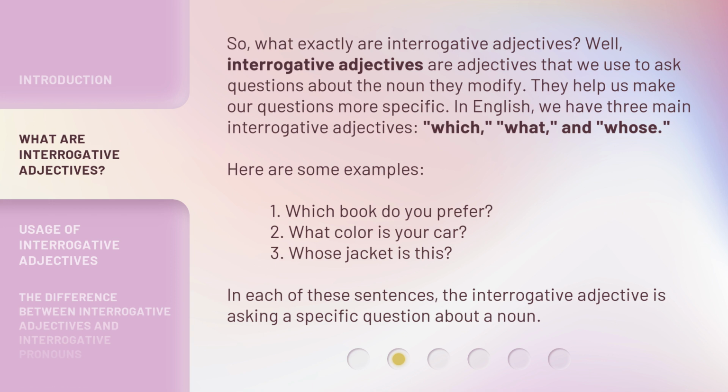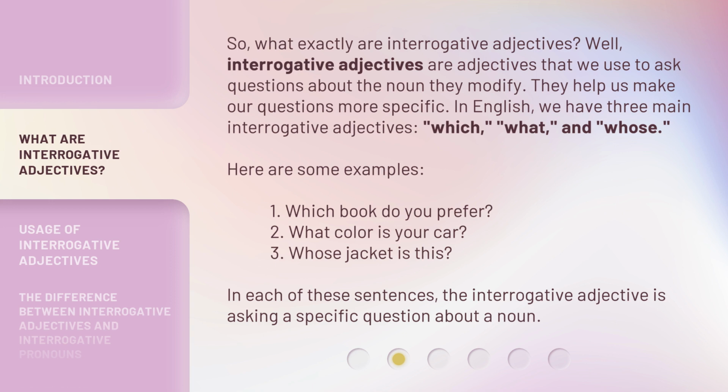So, what exactly are interrogative adjectives? Well, interrogative adjectives are adjectives that we use to ask questions about the noun they modify. They help us make our questions more specific. In English, we have three main interrogative adjectives: which, what, and whose.